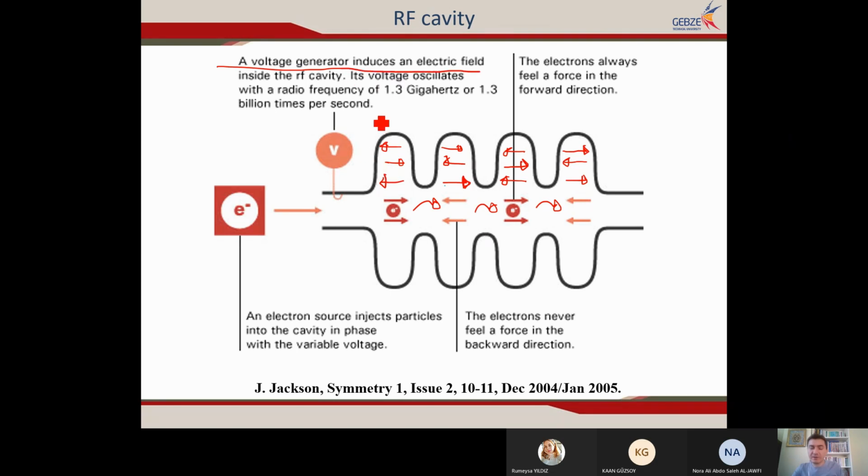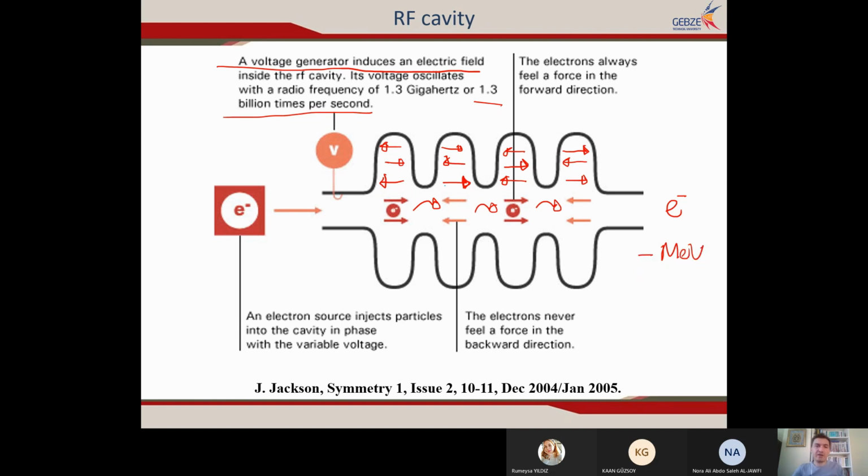Okay, this has been done in a very fast way. We are talking about 1.3 billion times per second. You change the direction of the forces within the cavities acting on the electron. So with this method, the electron always feels a forward force and is accelerated within each cavity. Finally, we have an electron beam here, and it is very energetic. It reaches energies of mega electron volts.